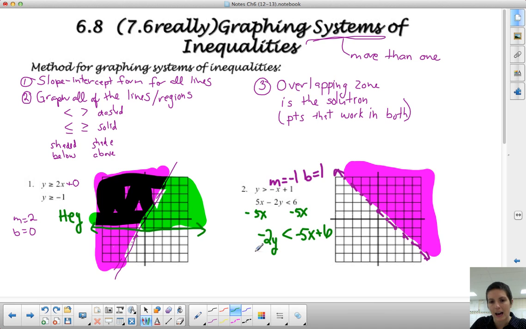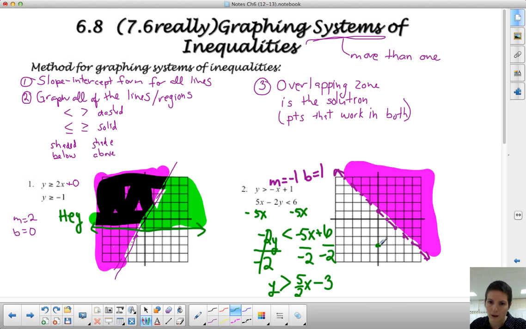And then I'm going to need to divide by a negative 2. Ooh, by a negative. That means my inequality symbol must flip over. I divided by a negative, so my y value, instead of being less than, this graph is now greater than. Negative over a negative, so my slope is positive 5 over 2. Positive over negative, so my y-intercept is at negative 3.